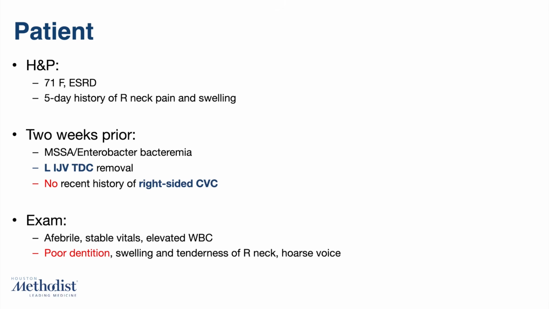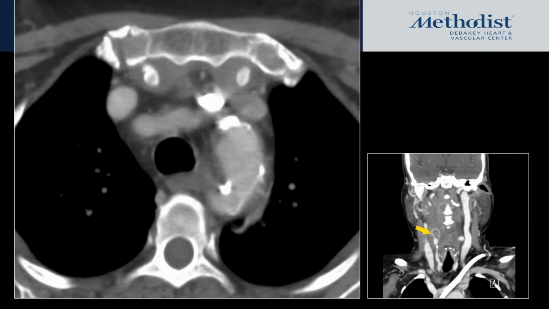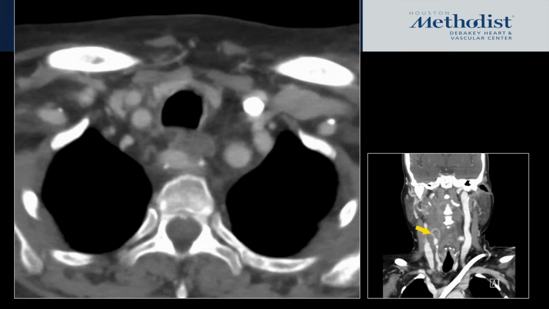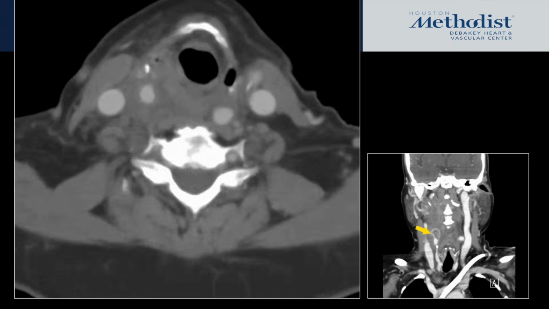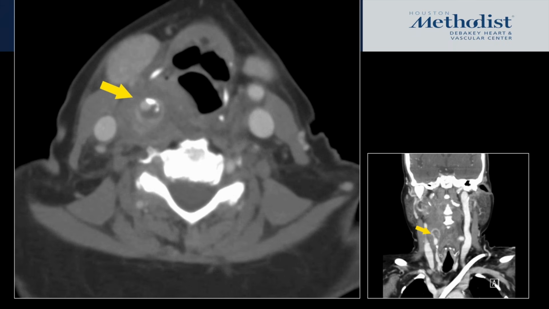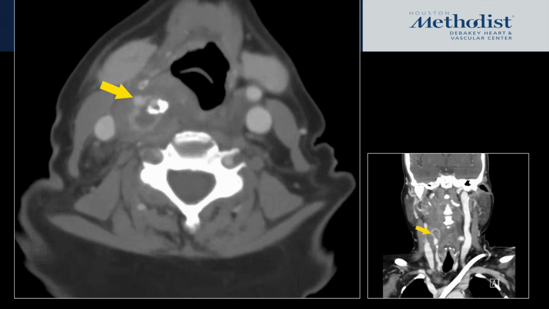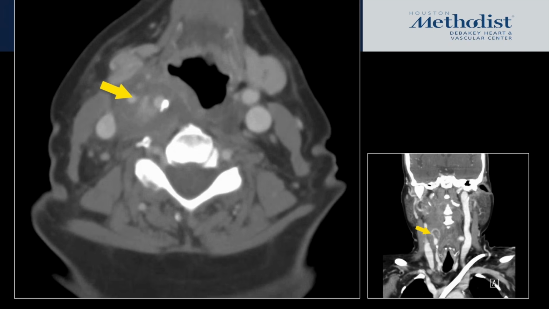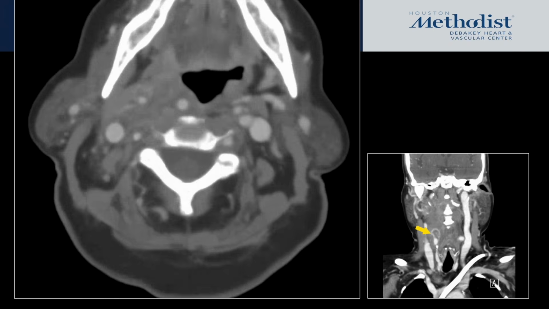Upon presentation, she was afebrile with stable vital signs and an elevated white blood cell count, and physical exam revealed poor dentition, right neck swelling, and tenderness. As you can see on the CT angiography, there was a rim-enhancing lesion that was identified that encased the right carotid bifurcation on both the axial and the coronal images.